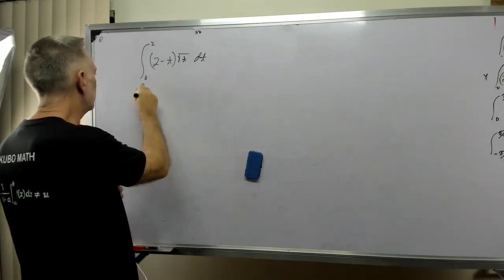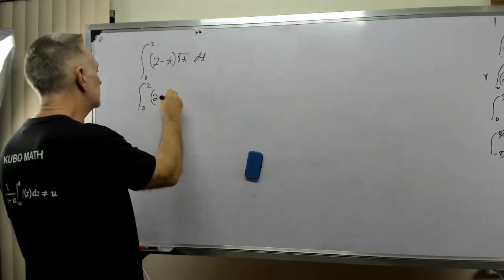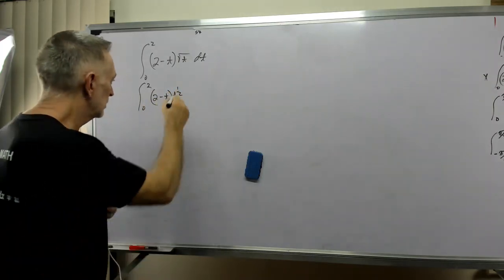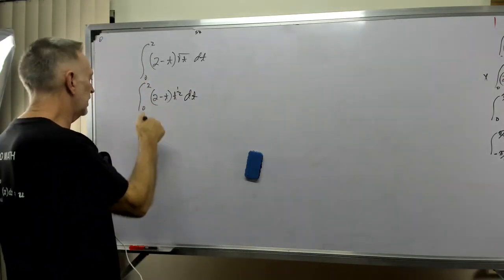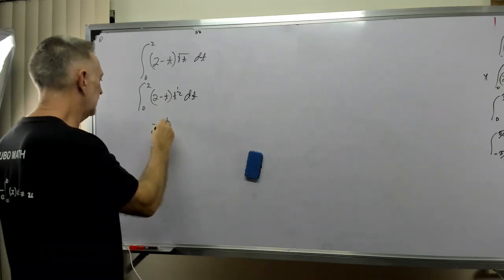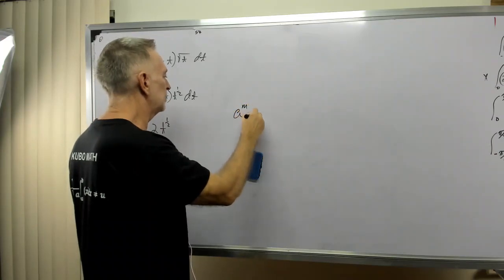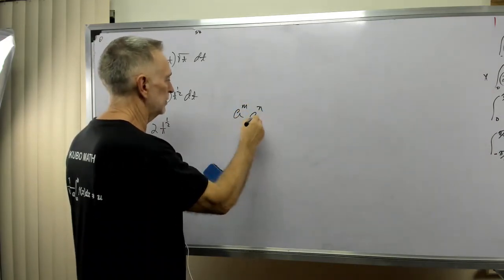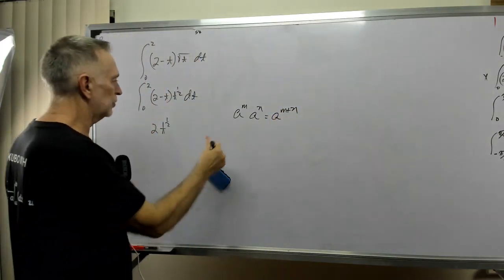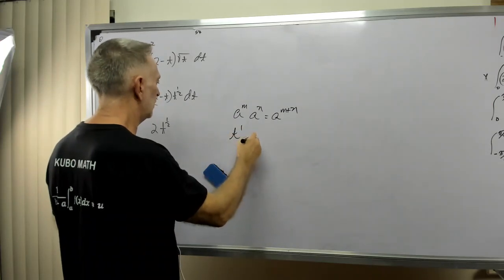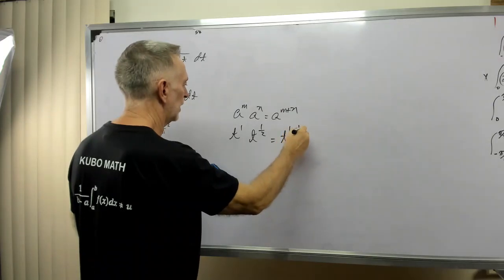Now, let's rewrite it first. The integral from 0 to 2 of (2 minus t) times t to the 1/2 dt. Now, what's the rule? Well, obviously t to the 1/2 times 2, we can do that one: 2t to the 1/2. But if I have a to the m times a to the n, that equals a to the m plus n. So I have the same situation here: I have t to the 1 times t to the 1/2, and that equals t to the 1 plus 1/2.